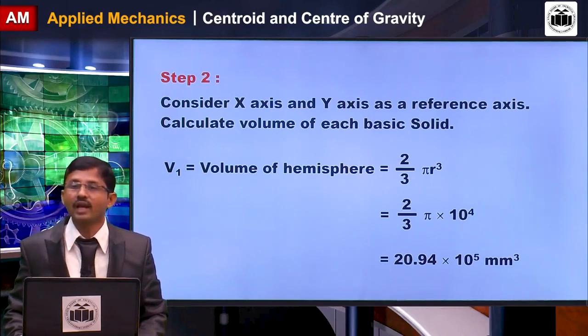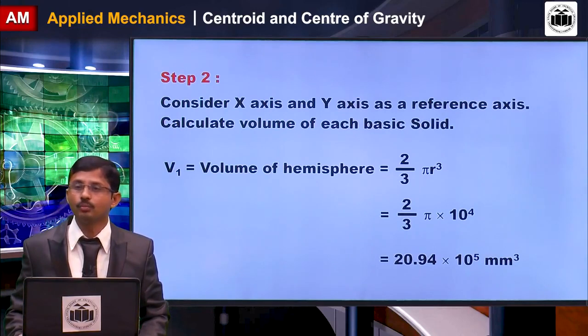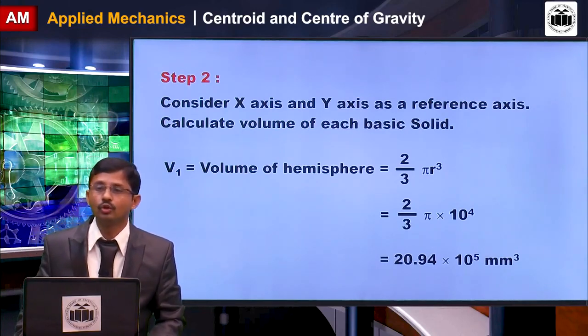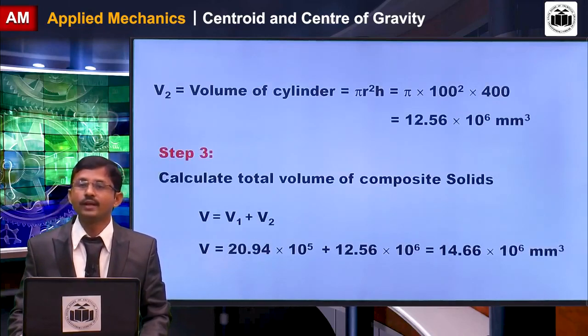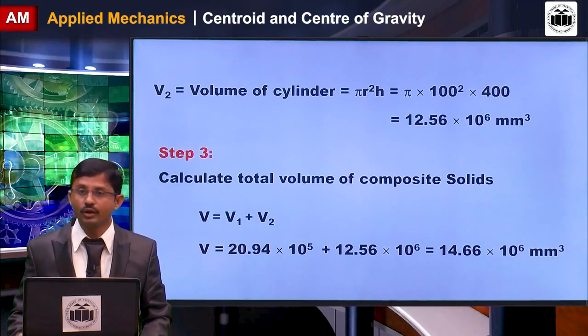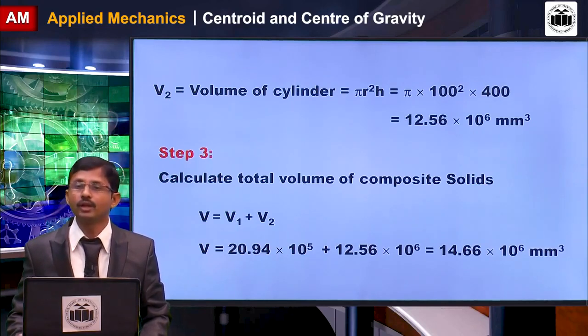So here you have to calculate the volume of the hemisphere, that is 2/3 of pi r cube. So you will get the volume of the hemisphere. Then you have to calculate the volume of the cylinder as pi r square h. So you will get the volume. Then you have to calculate the total volume of the composite solid. So it will be V1 plus V2 and you will get the total volume.